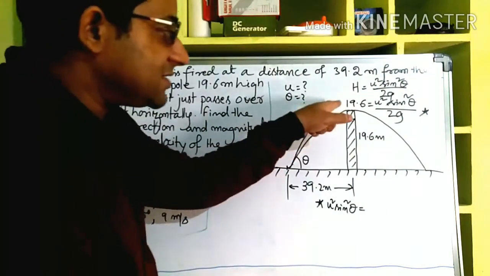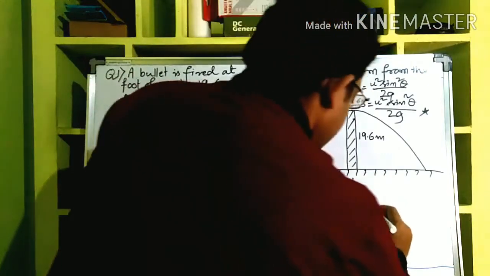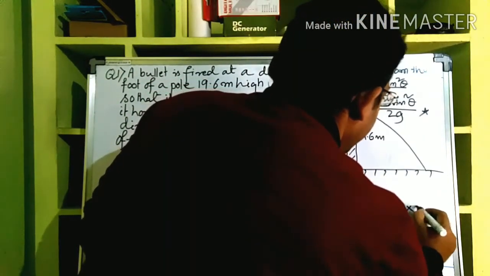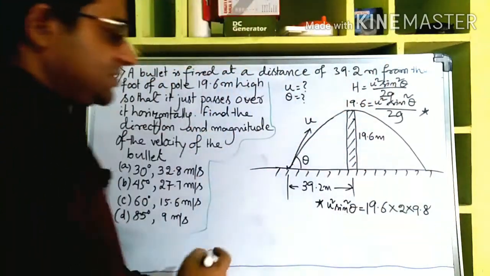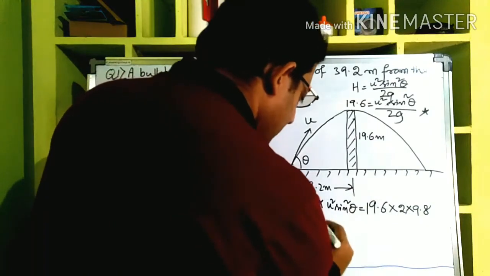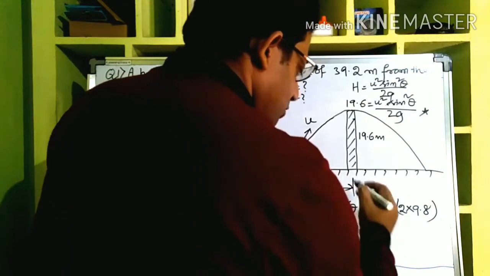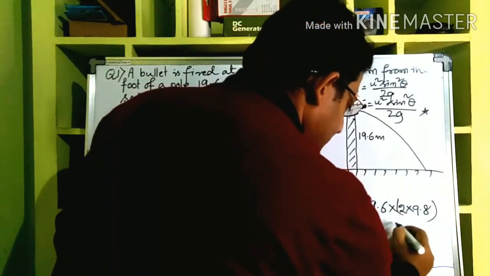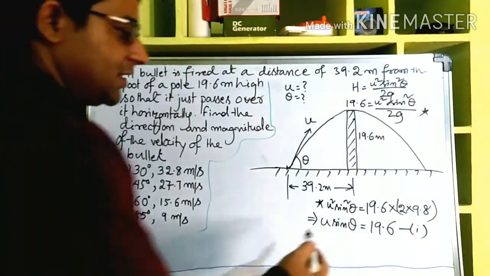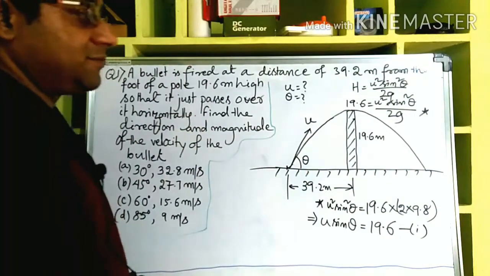We can take 10, but it's 19.6, so if we take 9.8 the numbers are easier. So 19.6 multiplied by 2 multiplied by 9.8. See, this is u square sine square theta. Take root both sides, implies that u sine theta is equal to the square root of that, which is 19.6. Let's make this equation 1. So u sine theta is equal to 19.6, that we got from the application of this.